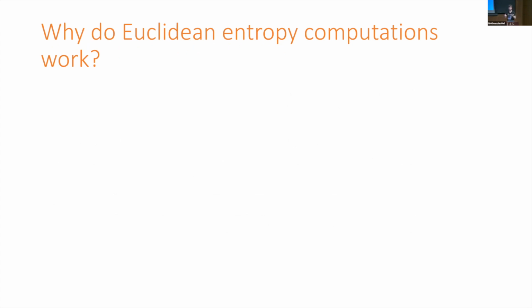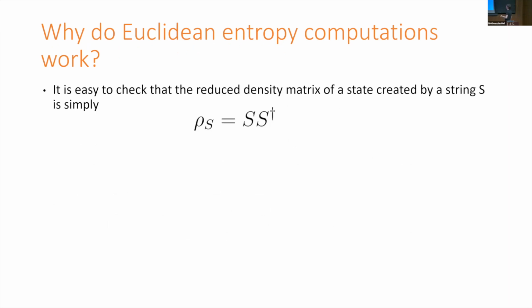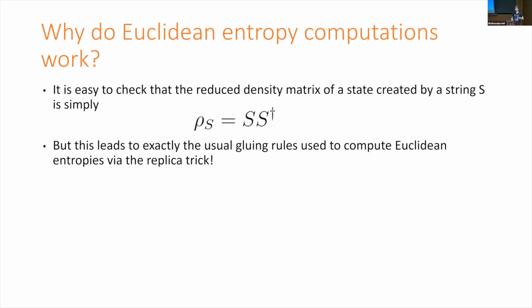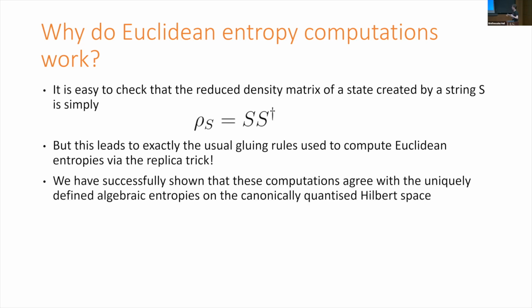So why do Euclidean entropy computations work? Well, it's easy to check that in this abstract string picture, by construction, with the trace that we defined, the reduced density matrix of the string S is just S dagger. But this is exactly the usual gluing rules that we use to compute Euclidean entropies using the replica trick and so on. S dagger means glue the two strings together, i.e. glue the two path integrals together at the opposite boundary, and that gives us a density matrix. But we've successfully shown that there's a one-to-one map between those computations and the computations we really care about of algebraic entropies on a canonically quantized Hilbert space.